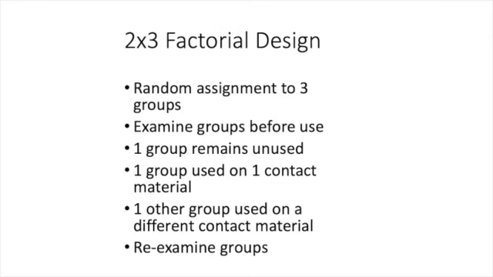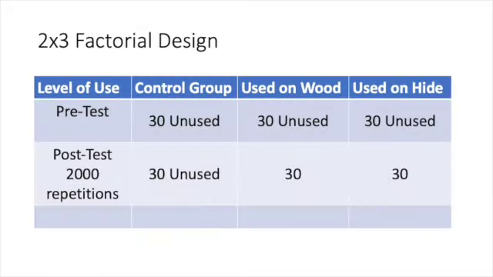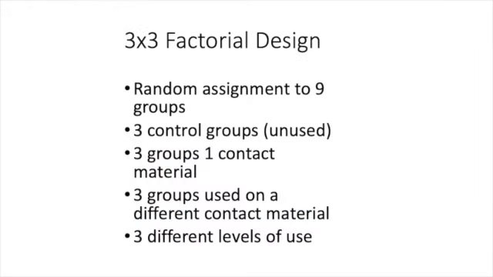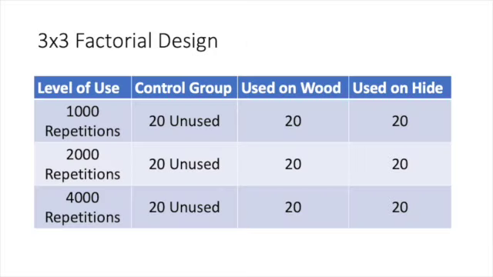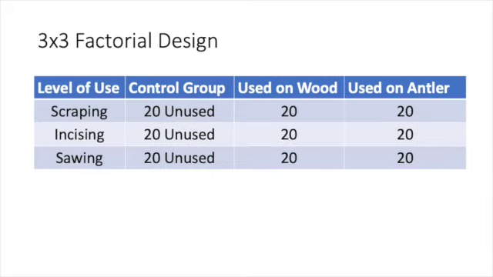For example, instead of having one treatment group, we could have two treatment groups in addition to the control group. In this example, the treatment groups are two different contact materials. With a 3x3 factorial design, we can evaluate not only the contact materials, but also the levels of use. We can gauge level of use by the number of repetitions. Alternatively, we can use factorial designs to evaluate contact material and motion of use simultaneously.